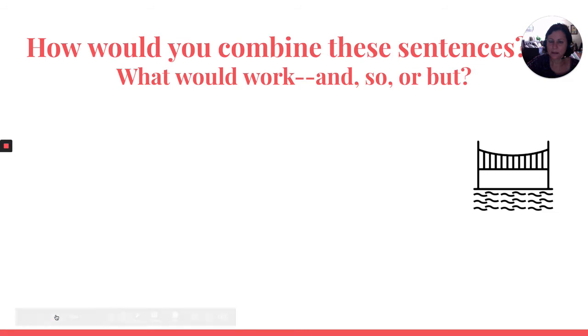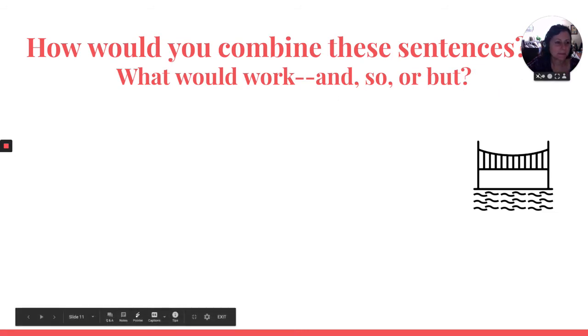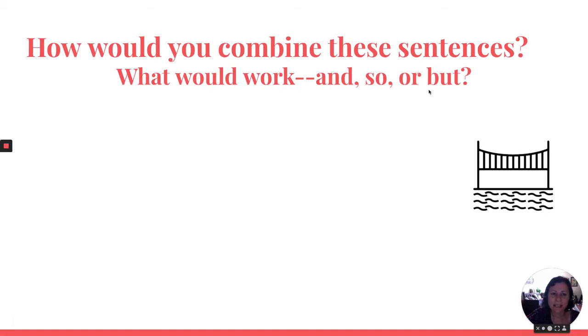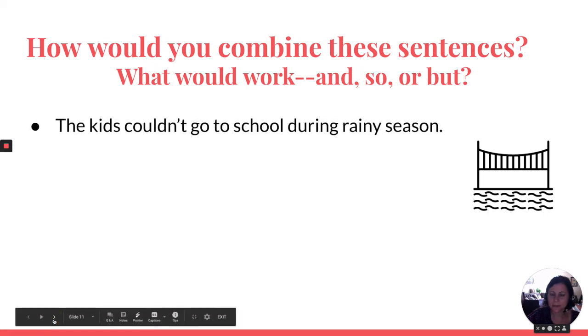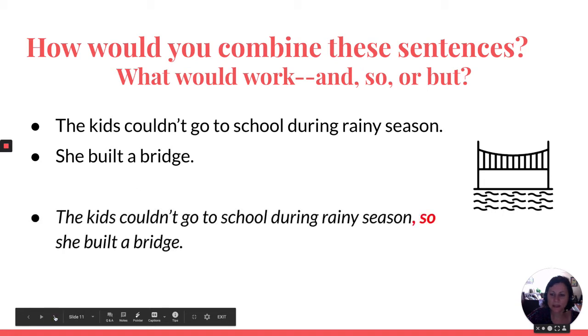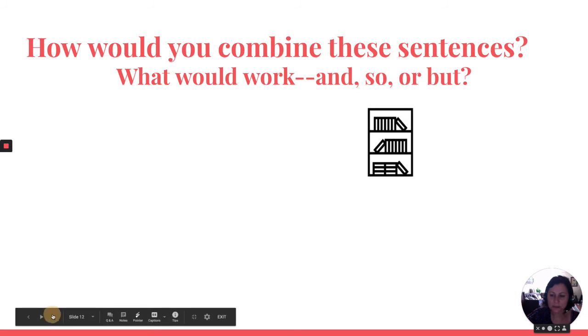Okay, let's practice. How would you combine these sentences? What would work? And, so, or but? The kids couldn't go to school during rainy season. She built a bridge. Which one would work? So, the kids couldn't go to school during rainy season, so she built a bridge.